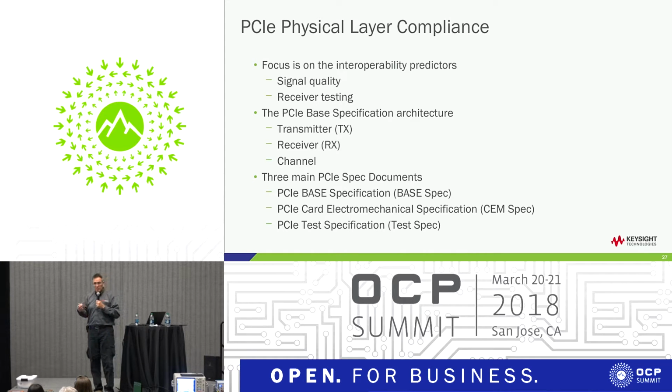Now this becomes a really important concept when we look at Gen 3 and Gen 4 and even into Gen 5, with speeds up to 32 gigabits per second. It's very difficult to test a system once it's already been assembled. So you have to figure out a way to predict interoperability that allows you to assemble a system able to work at those higher speeds. To do that, we have a number of spec documents: the base specification, the card electromechanical specification, and the test specification. These are all documents produced by the PCI SIG that we would leverage to write the equivalent test specification and form factor specifications for OCP.